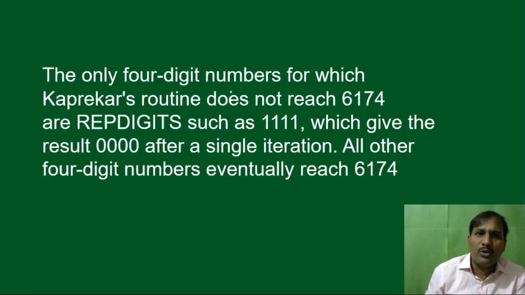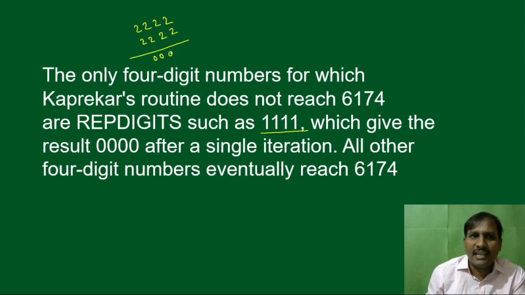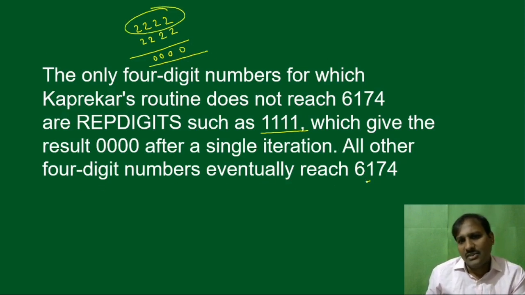The only four digit numbers for which Kaprekar's routine does not reach 6174 are the repeated digits such as 1111, 2222, because when you write them in ascending order and descending order, the result will be 0000. All the other four digit numbers except such numbers will reach 6174.